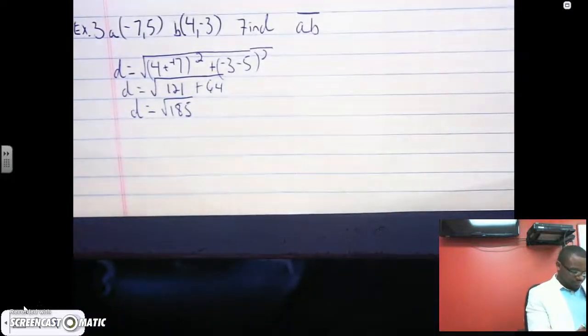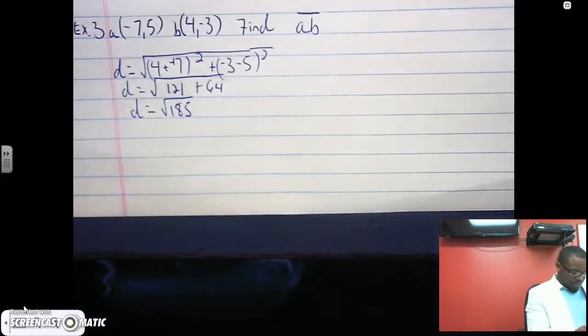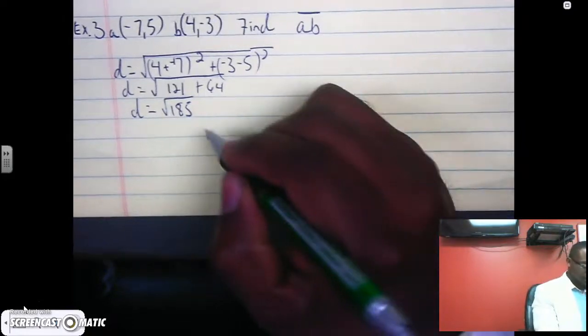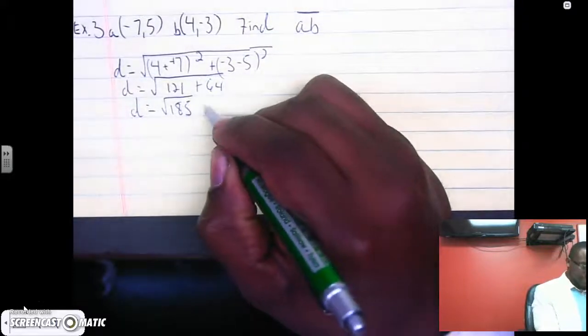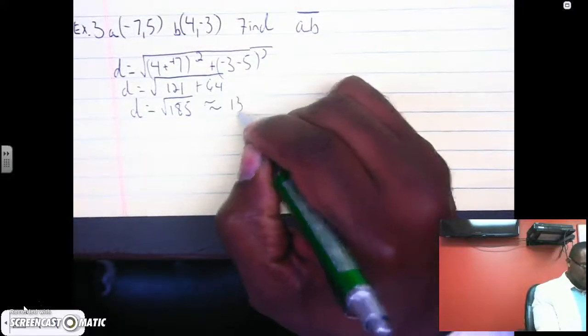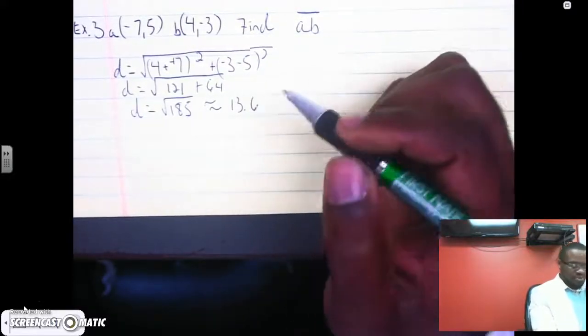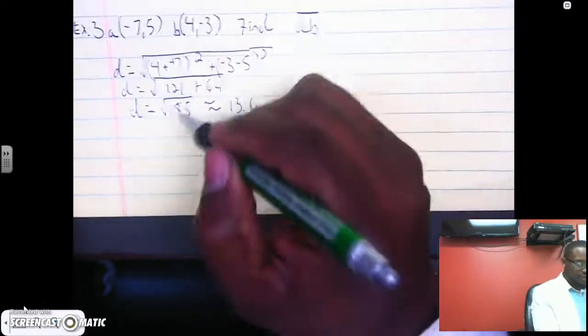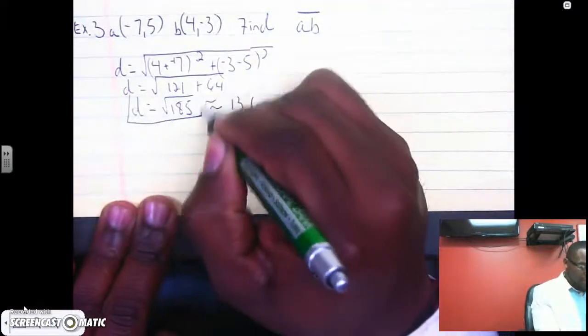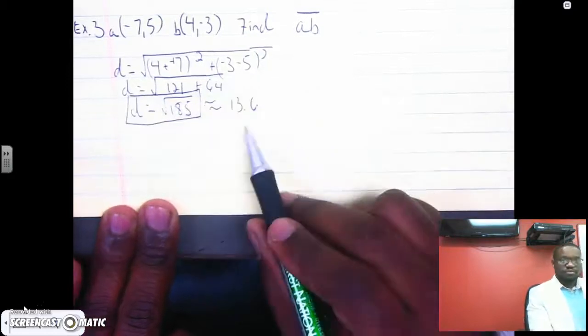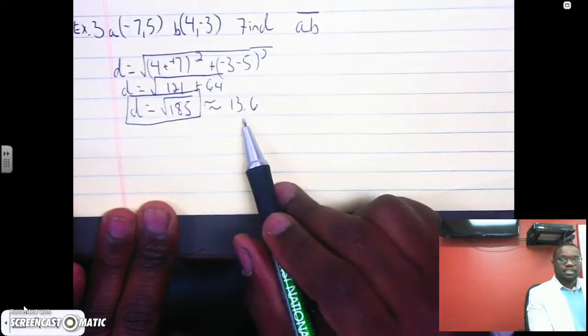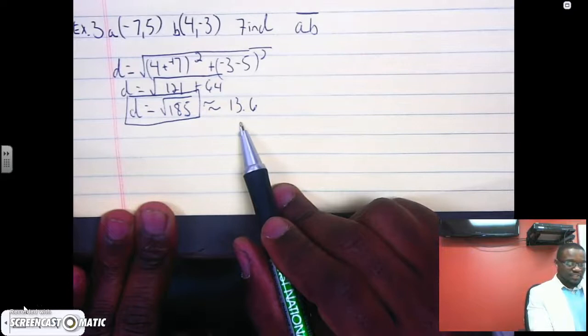And the square root of 185 is the same thing as approximately 13.6. Again, it depends on how many decimal places you have to go, but I want the radical answer. On some problems they may ask you to give it in decimal form. So that's the distance there.